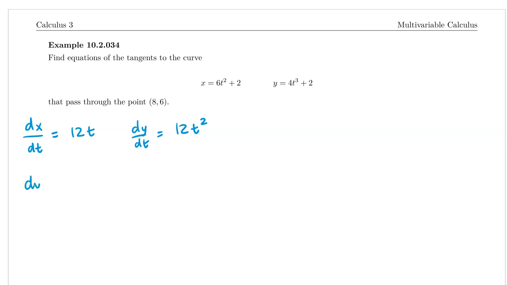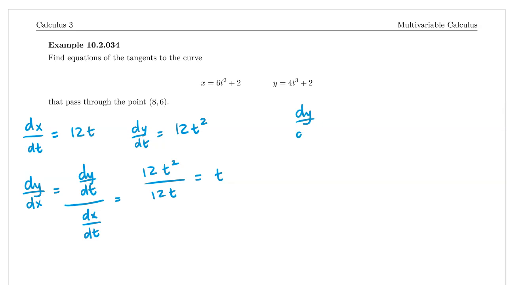And ultimately, we want to find dy/dx, which is given by dy/dt over dx/dt. So that's equal to 12t squared over 12t. And if you simplify that, that ends up equaling t. So ultimately, we get that dy/dx is equal to t. So now what we want to do is find tangent lines that have a slope of t and pass through the point (8, 6). So before I proceed, let's look at what's happening from a graphical standpoint in Desmos.